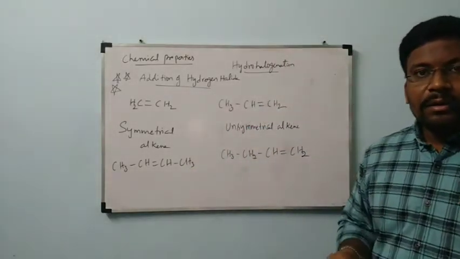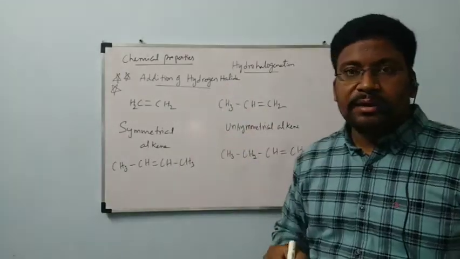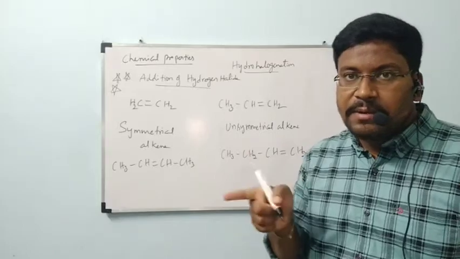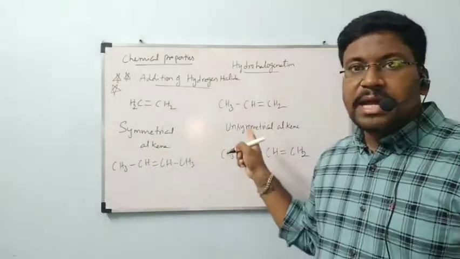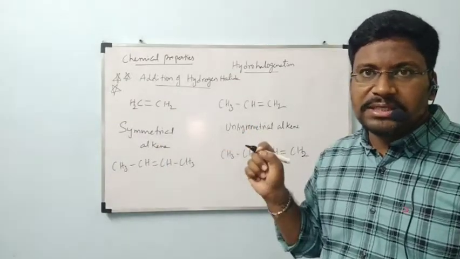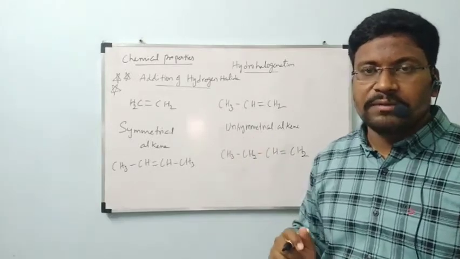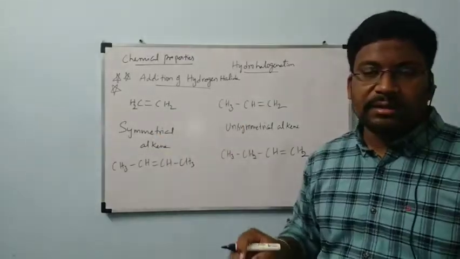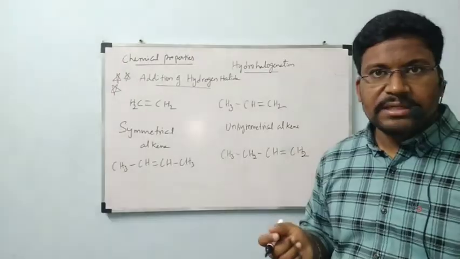Now, what is our chemical property? Addition of hydrogen halide. We have to take one hydrogen halide example and add it to a symmetrical alkene as well as an unsymmetrical alkene, separately. Only a small difference is there, which I will conclude after completion of the reaction. How will hydrogen halide react with a symmetrical alkene? It reacts the same way, but a small rule is there, which we will mention.